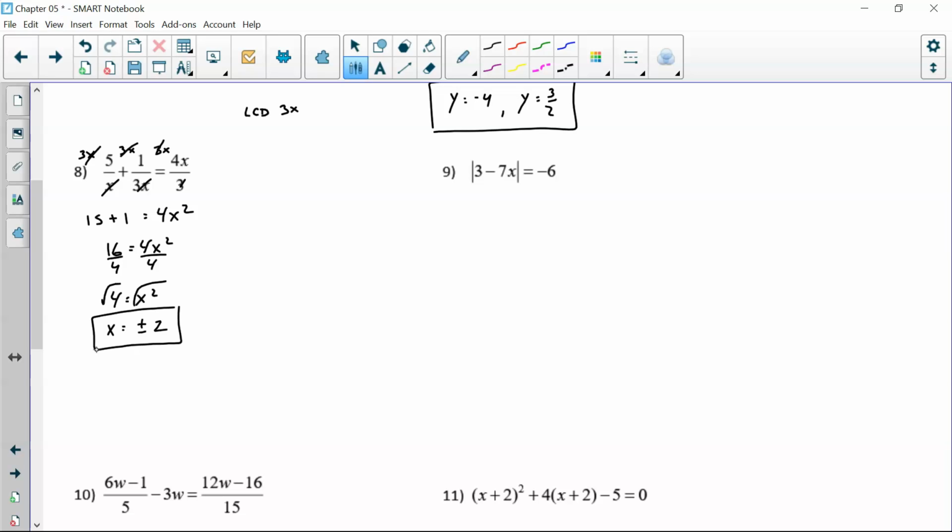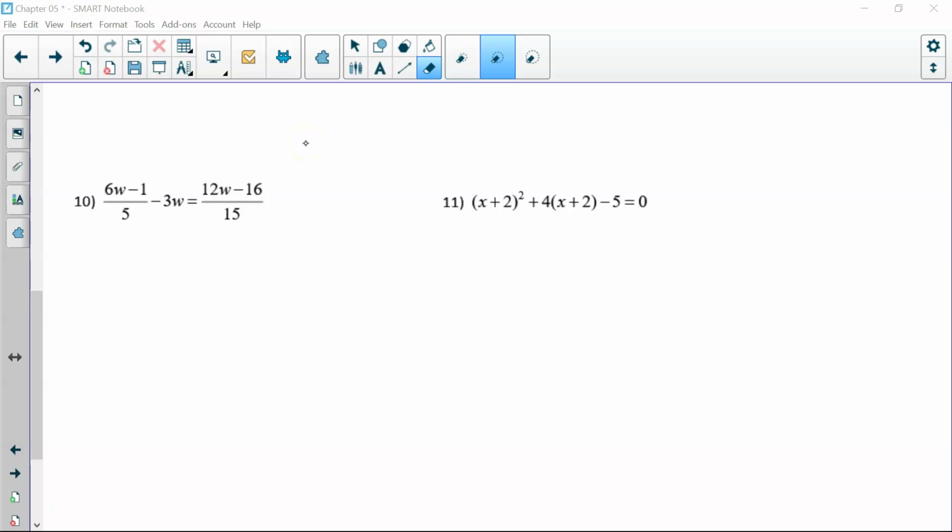For number 9, absolute value of a number equal to negative 6. Whenever we take the absolute value of a number, so if we tried to get a 6 in there, the absolute value of positive 6 is 6. If we had a negative 6 in there, the absolute value of negative 6 is also 6. We can't have an absolute value equal a negative number, so there's no solution here. We can't solve it. There's no solution.